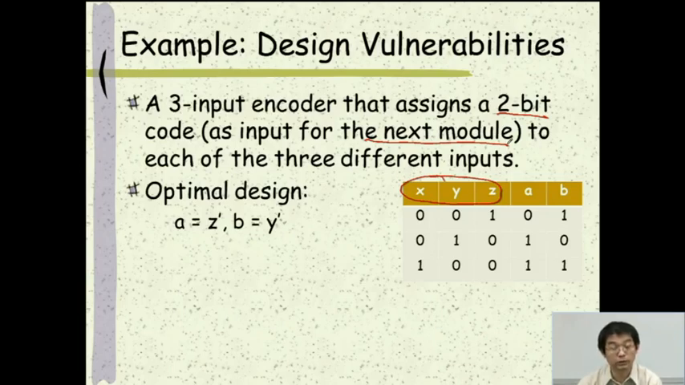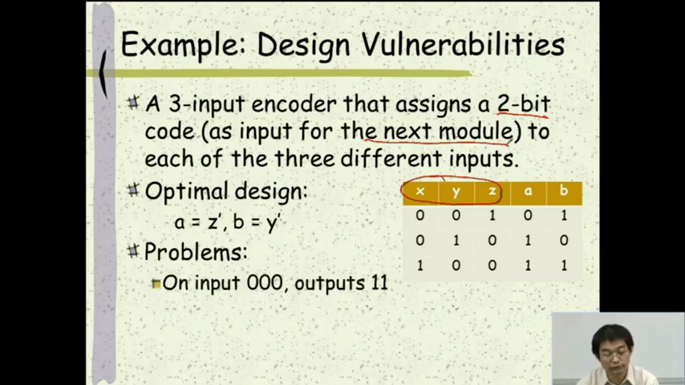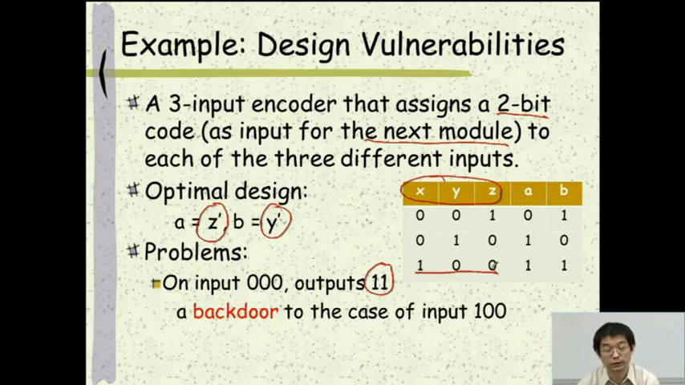However, there might be a couple of security problems for this design. First, if we have 0, 0, 0 as the input, following this design, A will be 1, which is the complement of Z, and B will also be 1, which is the complement of Y. So this overall gives us an output 1, 1 as the code, which coincides with the code for input combination 1, 0, 0. So this potentially becomes a backdoor to the case of input 1, 0, 0.